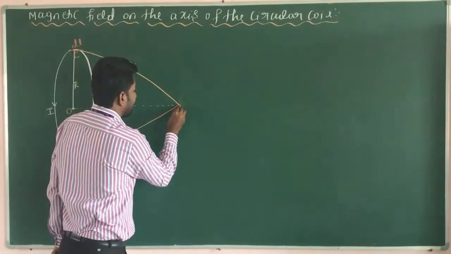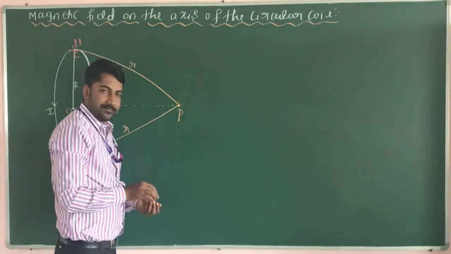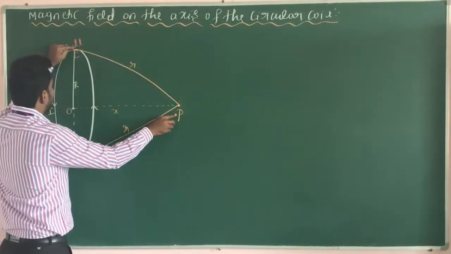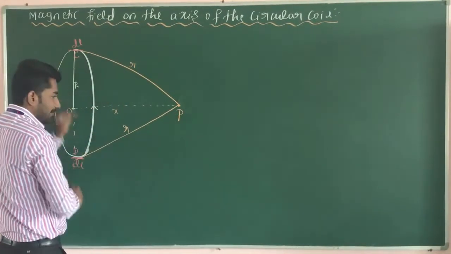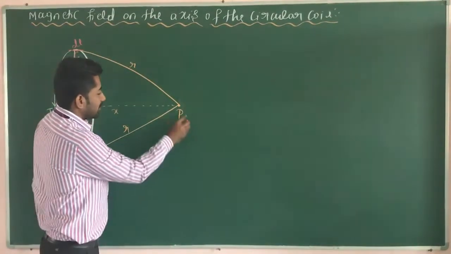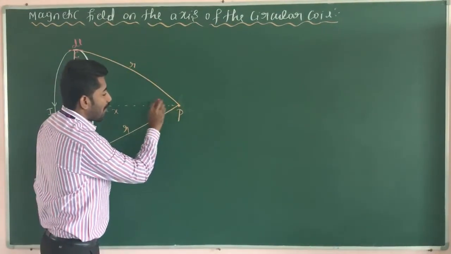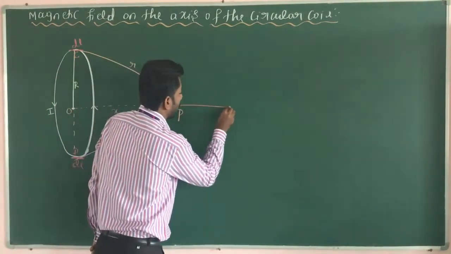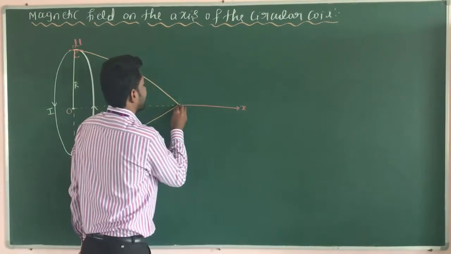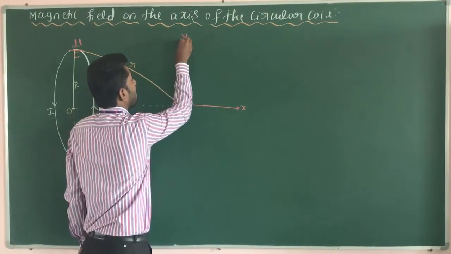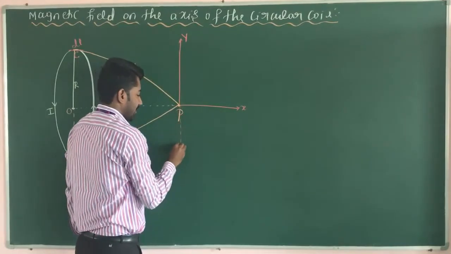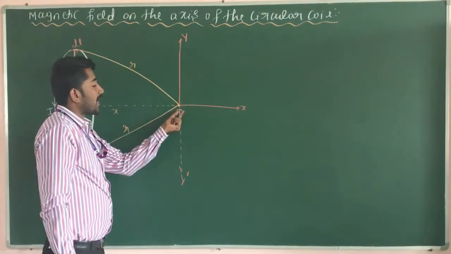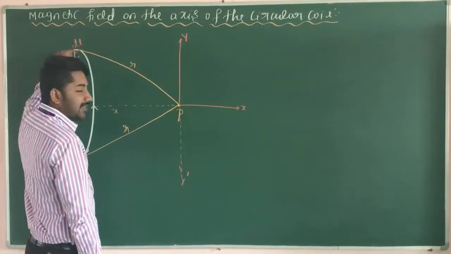Now the magnetic field is produced at this point P due to the current element C and due to the current element D. The magnetic field produced at this point is dB. This magnetic field is resolved into two components, along the x-axis and along the y-dash axis. The magnetic field is produced at point P due to the element C.